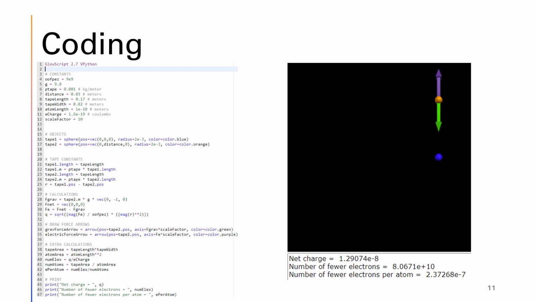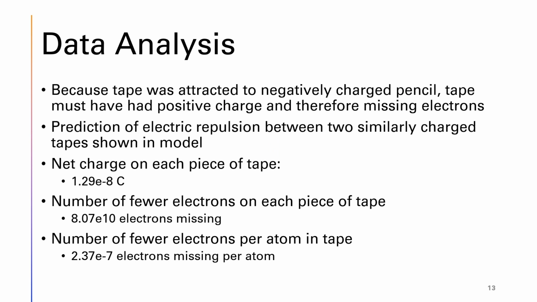Because the tape was attracted to the negatively charged pencil, the tape must have had a positive charge and therefore missing electrons. The prediction of electric repulsion between the two similarly charged tapes was shown in the model. Net charge on each piece of tape was 1.29 times 10 to the negative 8th coulombs. The number of fewer electrons on each piece of tape was 8.07 times 10 to the 10th electrons missing, and the number of fewer electrons per atom in the tape was 2.37 times 10 to the negative 7 electrons missing per atom.